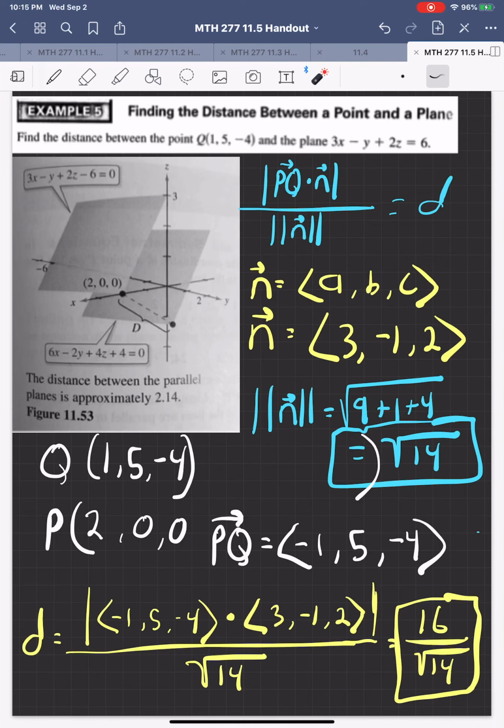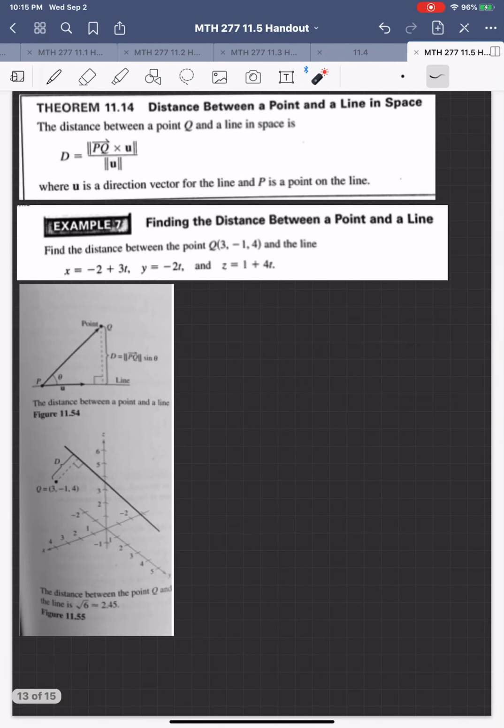Other than that, I'm not going to do a distance from a point to a line, because it's very similar to the problem we just did, only that we're using a cross product instead of a dot product. So we'll go ahead and conclude, and this is the conclusion of 11.5.